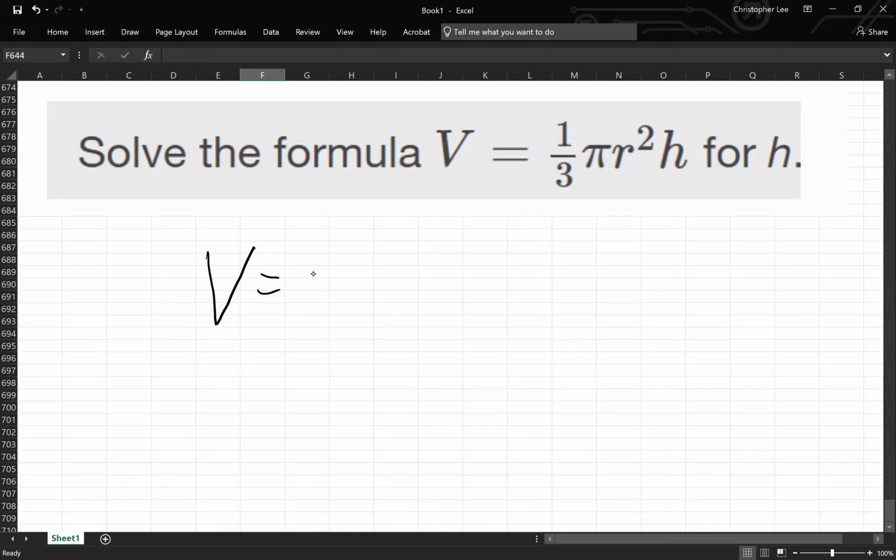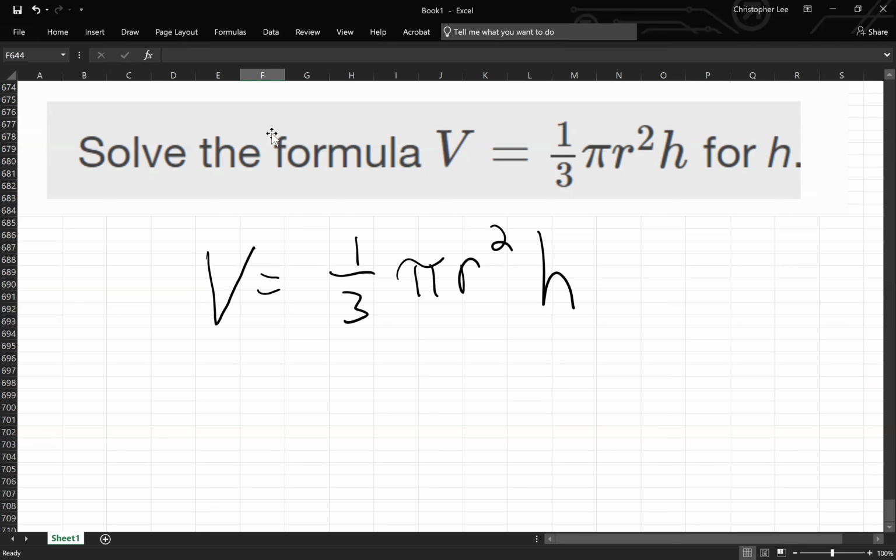So I have V is equal to 1/3 pi r squared h, right? Remember, I want to solve for h. If I'm solving for h, I'm going to touch everything else but h. Leave h alone, right? First thing I have is that 1/3, right? How do I get rid of a 1/3?